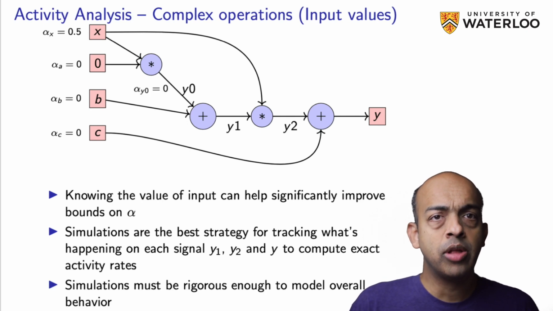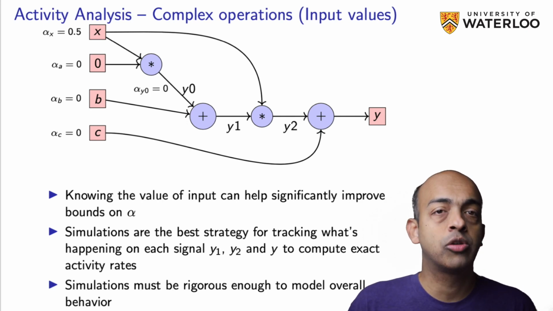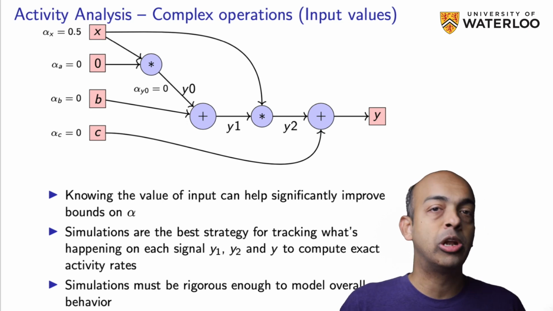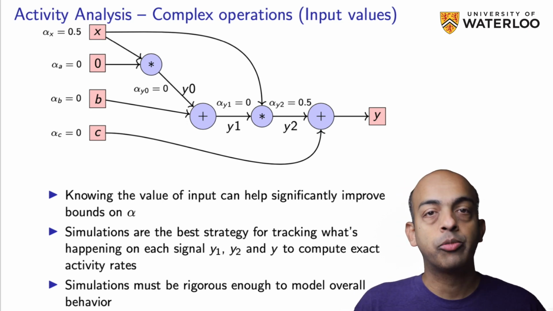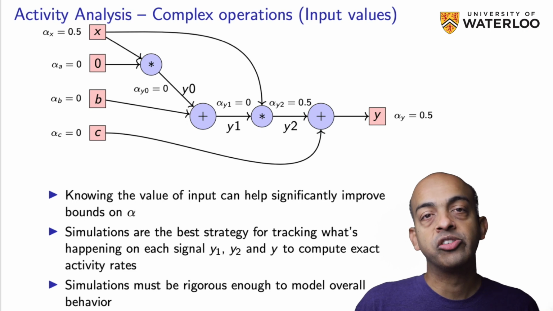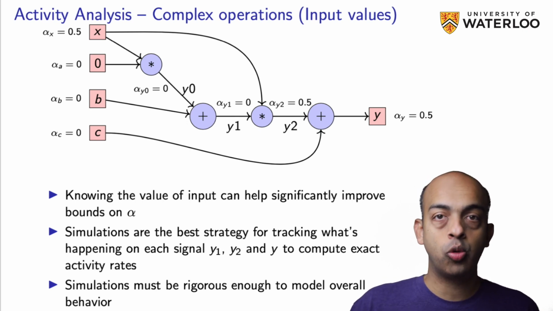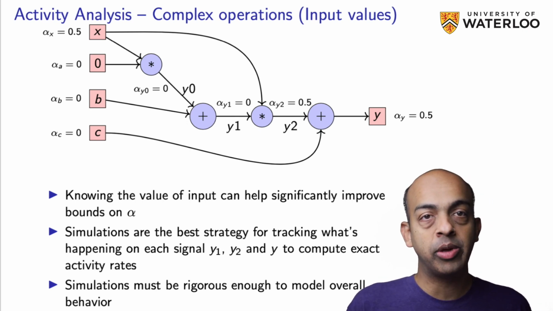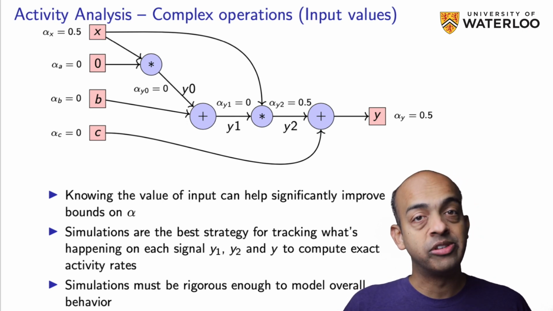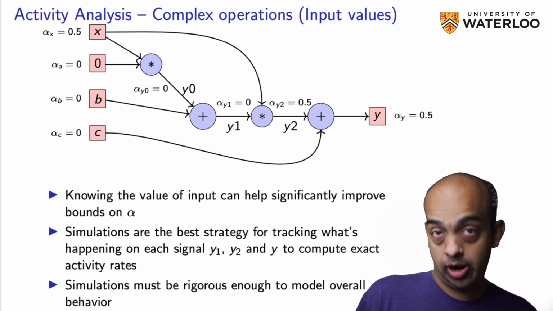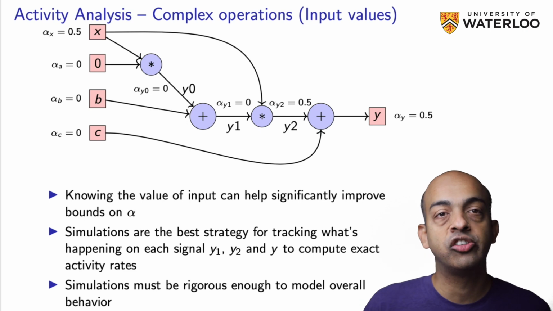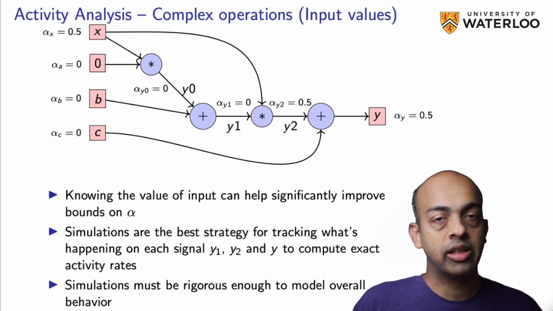Right. So now if I know that one of the inputs is a constant, 0, anything multiplied by 0 is a 0, so I can propagate that information differently to reduce the bound on how active output y can be. So that y0 term is killed off, y1 term is killed off for activity. So y2 is the only term that can change as x changes, and that's what we're going to end up with.